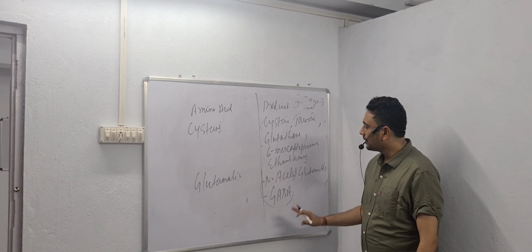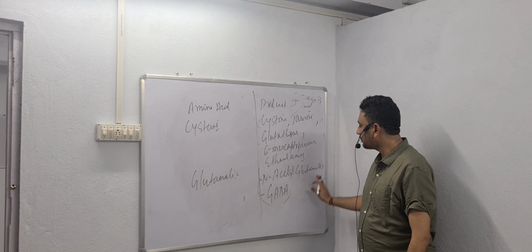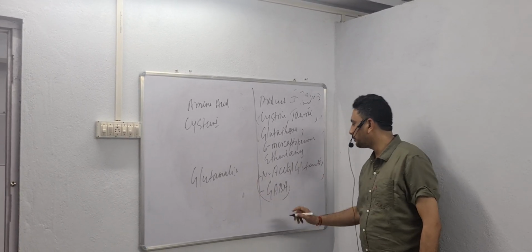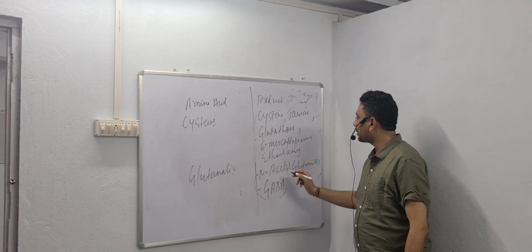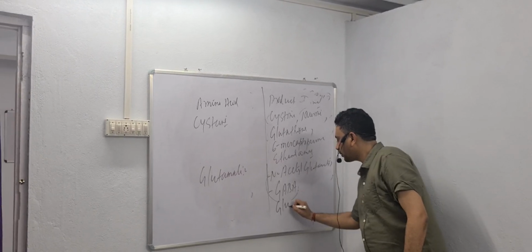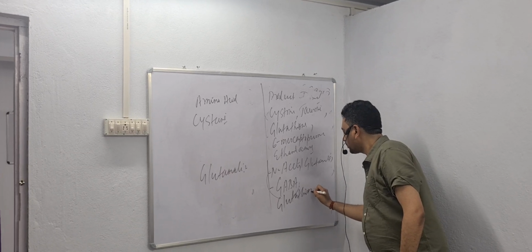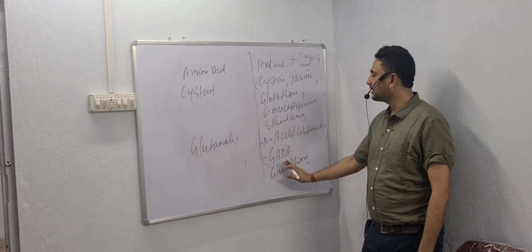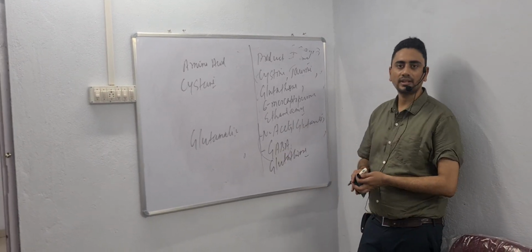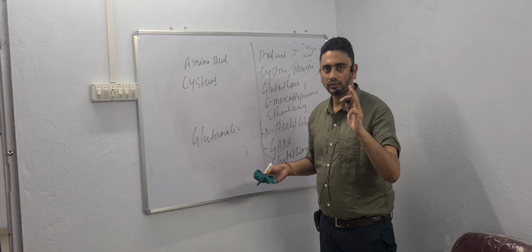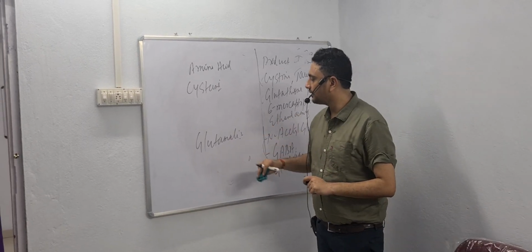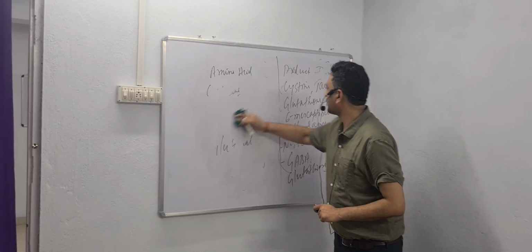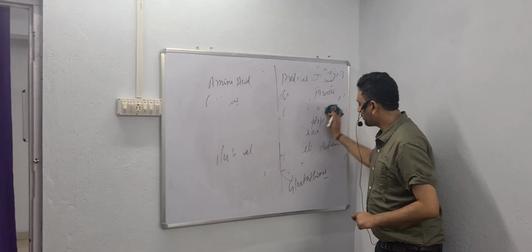So you should remember this. There is a formation of N-acetyl glutamate and GABA from glutamic acid, as well as it is also helpful in the synthesis of the important product called glutathione. Okay, so these are the important products which are synthesized from glutamate: N-acetyl glutamate, GABA and glutathione. Glutathione is a tripeptide, so it needs 3 amino acids. So it needs glycine, glutamic acid and cysteine. Okay, so these are the important products which are synthesized from glutamic acid.